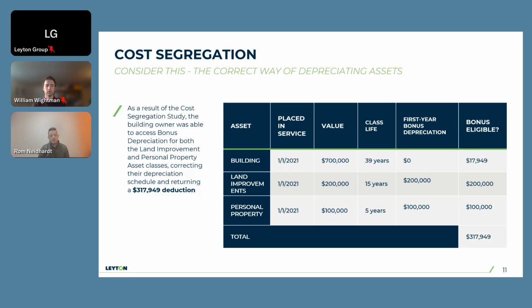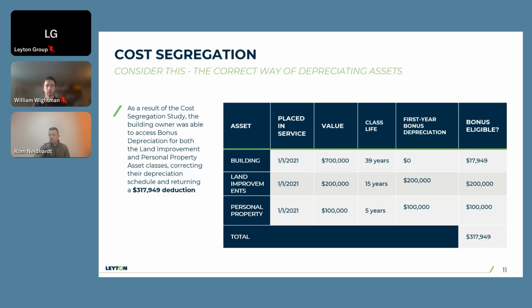And then $100,000 for personal property, very similar to land improvements, right? That's personal property within the building that we identified as non-structural for a number of reasons, and then reallocated to the 5-year class. Because it's 5 years, that's bonus eligible. And again, 2021, so it's 100% bonus. So all $100,000 of those assets were able to be depreciated in that first year.